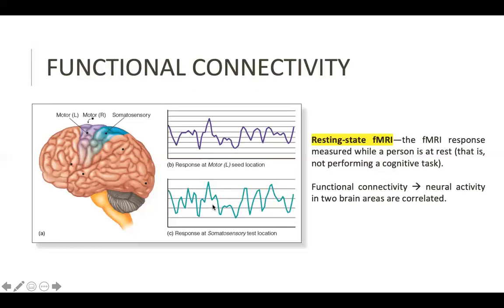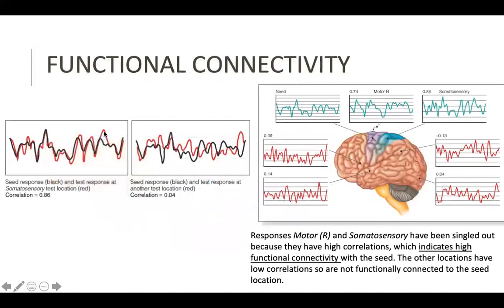Okay, so from this research using resting state fMRI, we can see the functional connectivity between the motor area and the somatosensory function of the brain. The correlation is then calculated by a complex math procedure that compares the seed and the test response along the horizontal time axis. A high correlation indicates high functional connectivity.